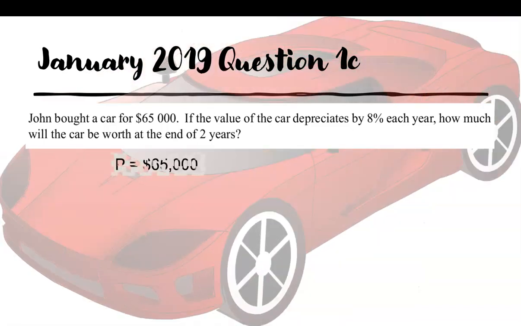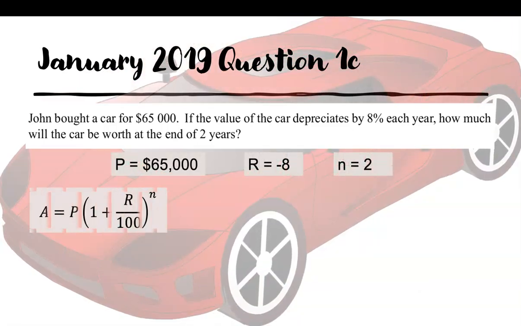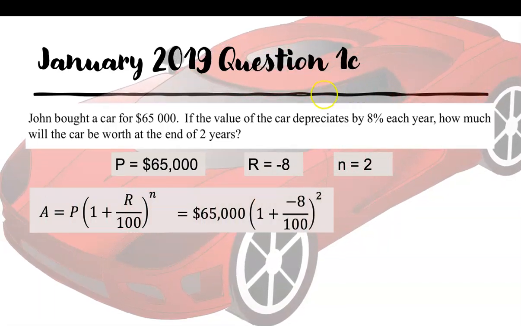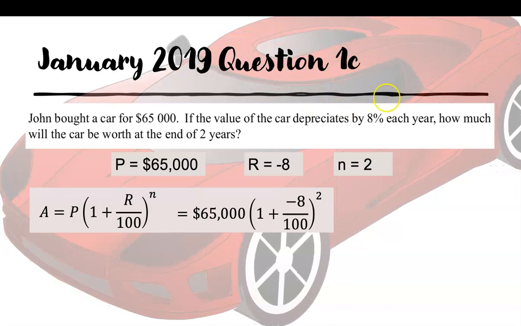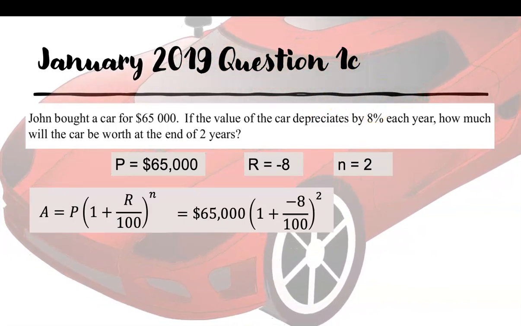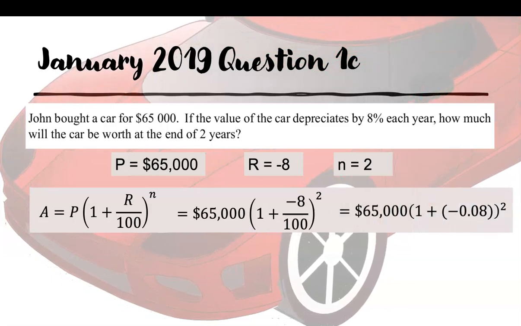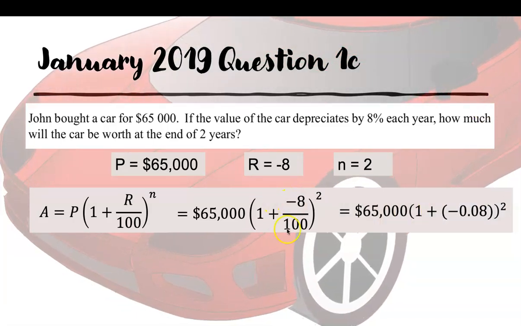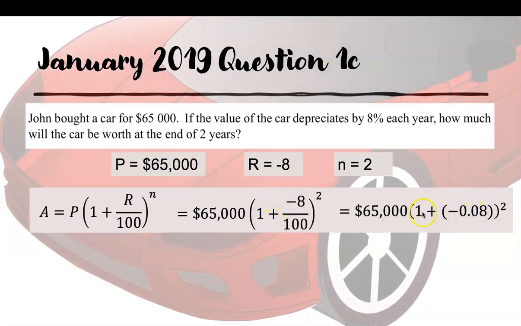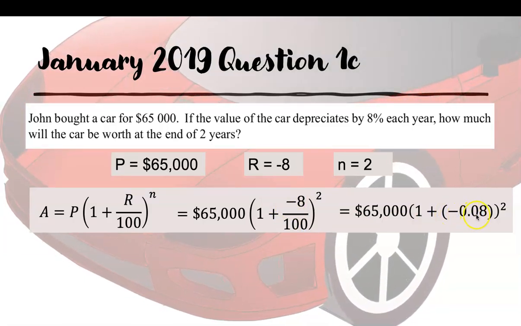So we're going to put this information in our formula. So we have $65,000 multiplied by, in brackets, 1 plus negative 8 over 100, right? And all of that is raised to the power 2. So in the brackets, negative 8 over 100 is negative 0.08. So in brackets we have 1 plus negative 0.08.